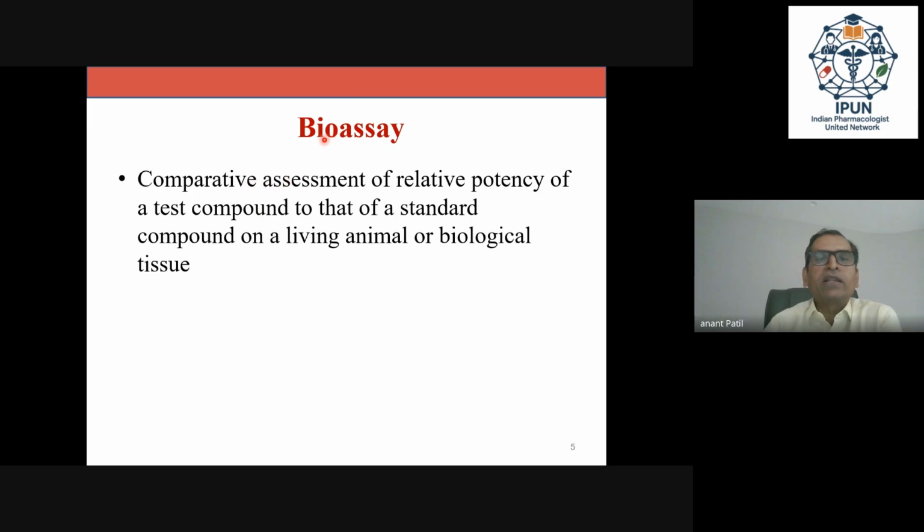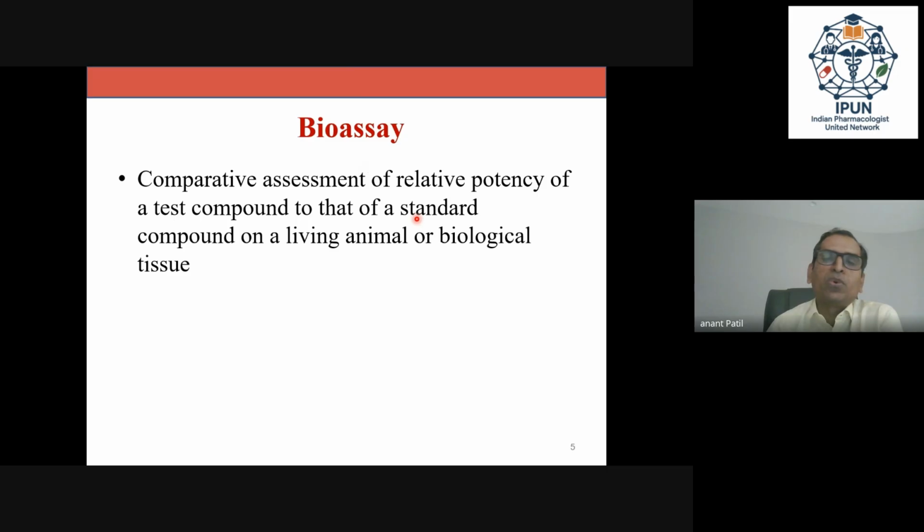So we already defined what is the meaning of bioassay. So basically it's an assessment of something, finding out something. Now today's discussion would be about how do I check the relative potency of a test compound with that of a standard compound. Either I use the whole animal or I use the biological tissue. For today's session, we'll be speaking about biological tissue, not the whole animal. So now there are two things here. One is called test compound and the other is called as a standard compound. And I need to check what is the relative potency of the test compound versus the standard compound.